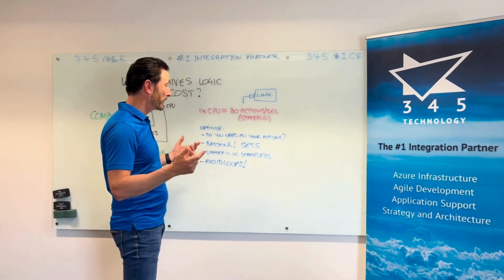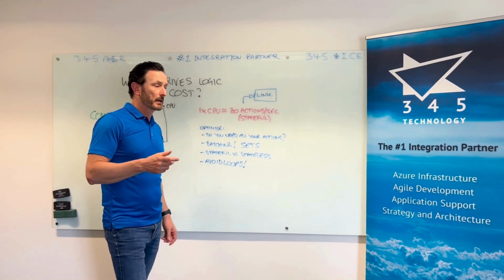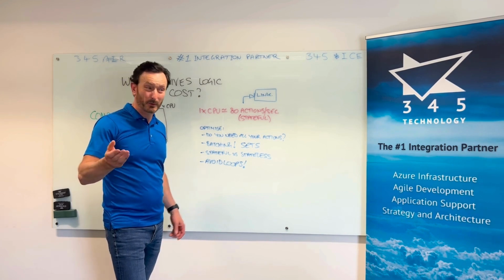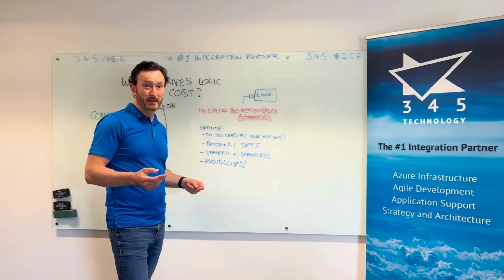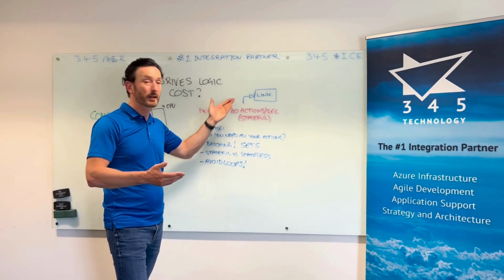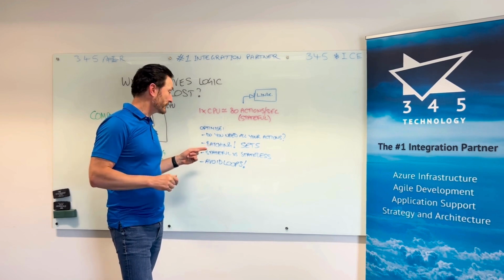So the first thing is, do you need all your actions? What we see a lot of the time is, for example, variable assignment. Do you need variables or do you need parameters? Because variable assignment is another action and you've just used another one for very little gain. So do you need all your actions?